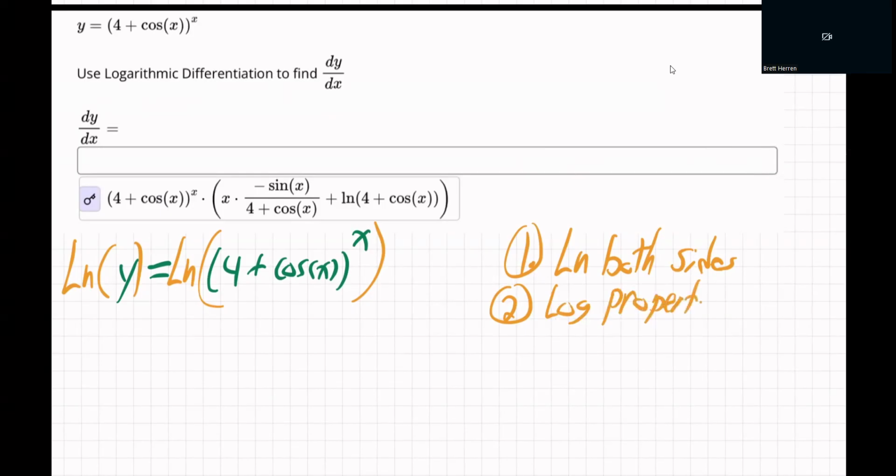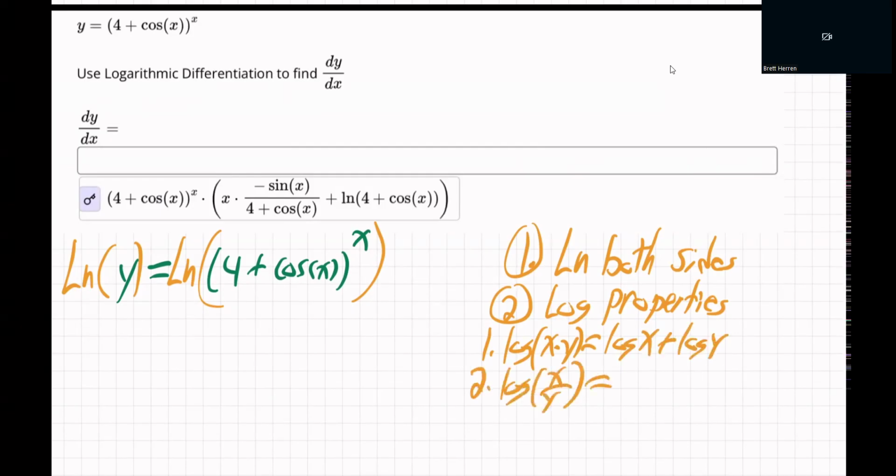properties. Now from pre-calculus, there's three log properties. Number one, the log of x times y is the log of x plus the log of y. Property two, log of x divided by y is the log of x minus the log of y. And property three, the log of x to a power, that power can come down to the front, power times log of x.